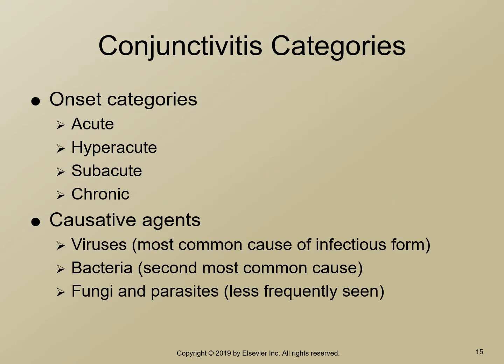Conjunctivitis may be acute, hyperacute, subacute, or chronic. Viruses are the most common cause of infectious conjunctivitis, and bacteria are the second most common cause. Fungal and parasitic infections are less frequently seen, and uncomplicated acute viral or bacterial conjunctivitis is generally self-limiting and does not require treatment. However, hyperacute infections with Neisseria gonorrhoeae or Chlamydia trachomatis should be treated. Corneal involvement may follow conjunctivitis and compromise the vision. Chronic infections are more difficult to manage and result in long-term ocular morbidity and compromised vision.